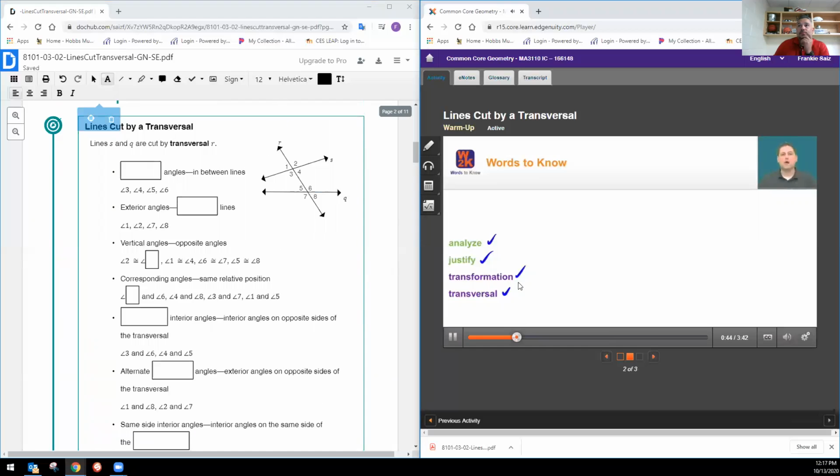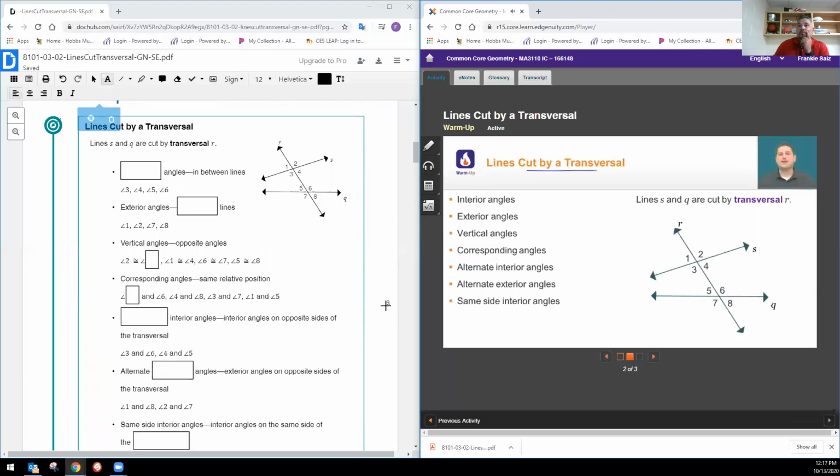Now, I want to warm up, and we're going to warm up by taking a look at lines cut by a transversal. What is a transversal? Well, a transversal is a line that intersects two or more coplanar lines at different points. Here in this diagram, we have lines S and Q, and we can see that S and Q are cut by transversal R. And notice when that happens, we end up getting two groupings of angles. I have angles 1 through 4, as well as angles 5 through 8. And when that happens, we can actually identify special types of angles with names.